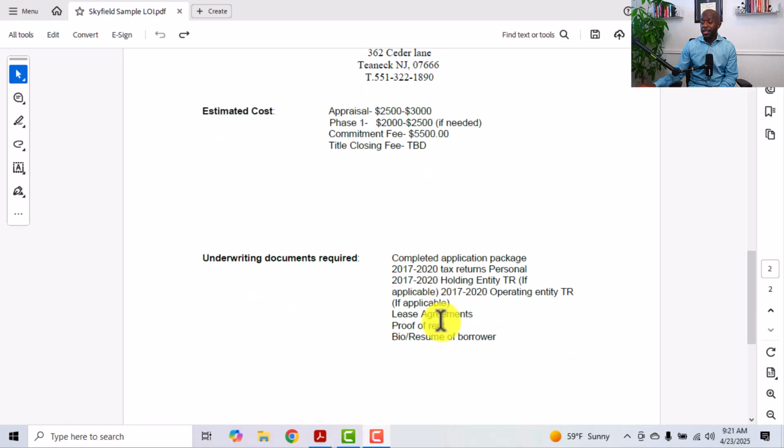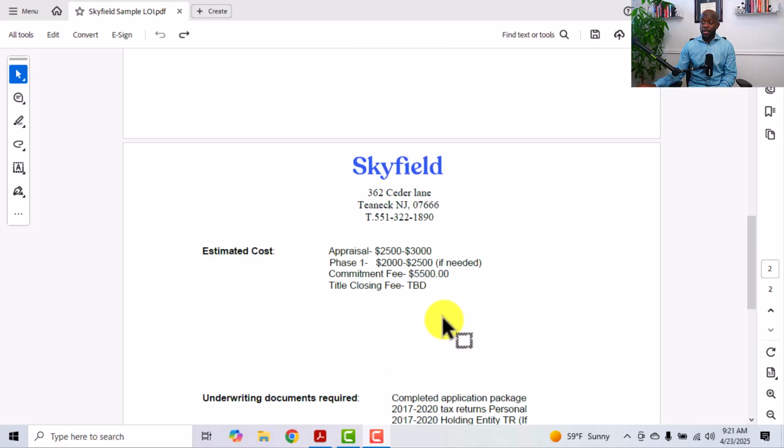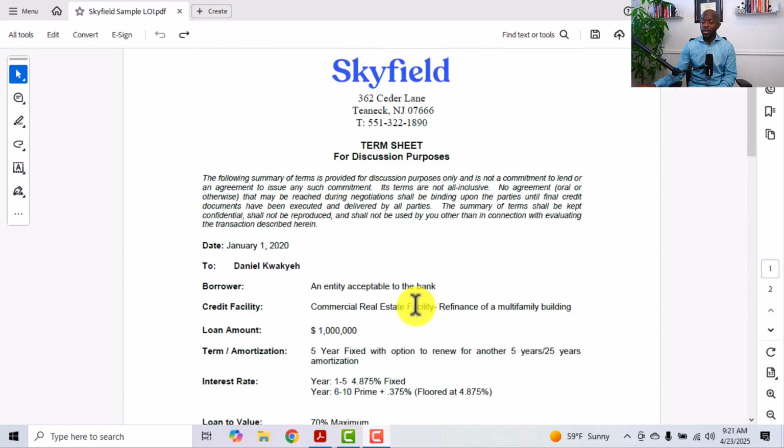and then they'll list some of the documents that are required. So you'll see here a completed application package, tax returns, so personal tax returns, and then tax returns for the holding entity, right? So for this loan, the bank is going to want to see your personal tax returns for 3 years, and also the tax returns for the LLC that's going to be getting this refinance. The bank is also going to want any lease agreements, any proofs of rents, and then a bio and resume of the borrower. All right, so this is what a term sheet is going to look like from a lender.